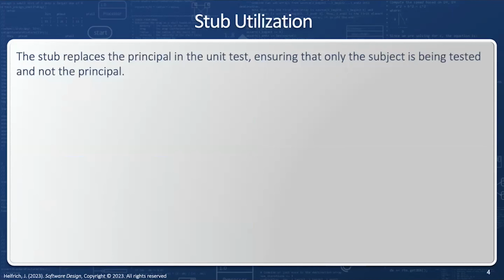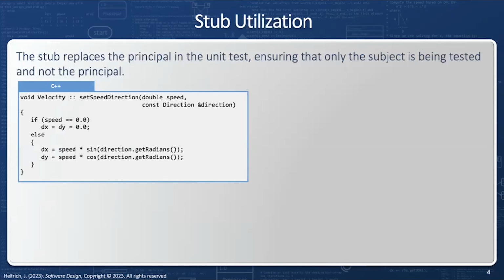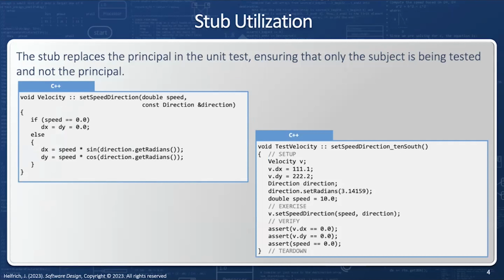Now, how am I going to utilize this? Well, this is the method I want to test, set speed direction, and it's going to take a speed and the direction, of course, is the principal. So in the initial version of my unit test, in the setup section, I create a direction object and I set the radians to 3.14159, which is south, because my test case is 10 miles an hour south.